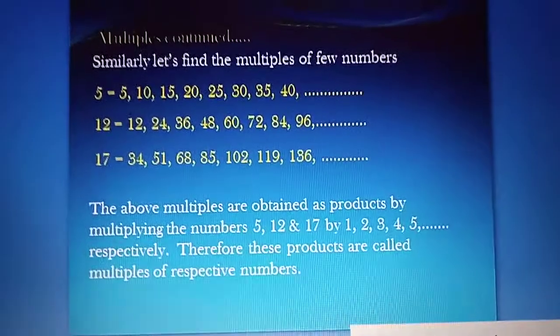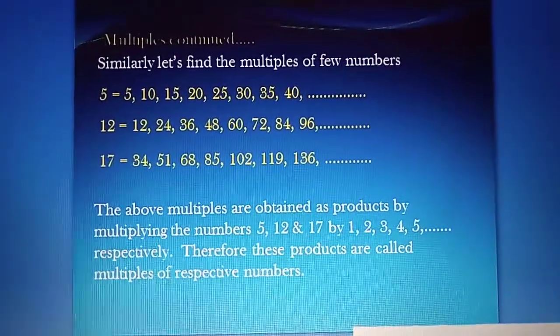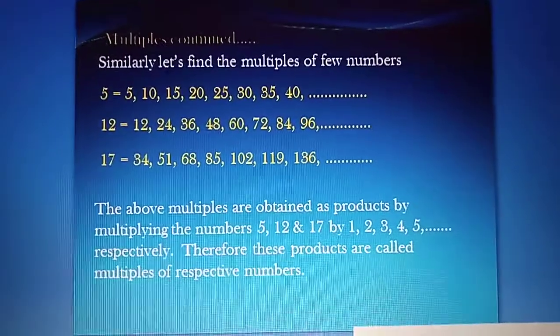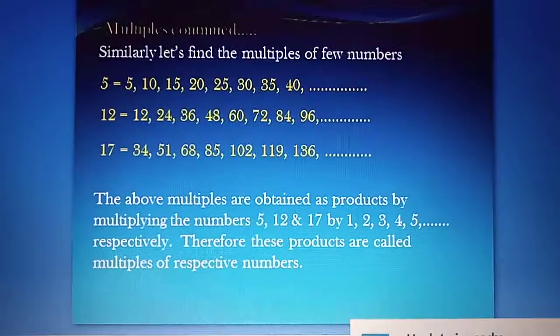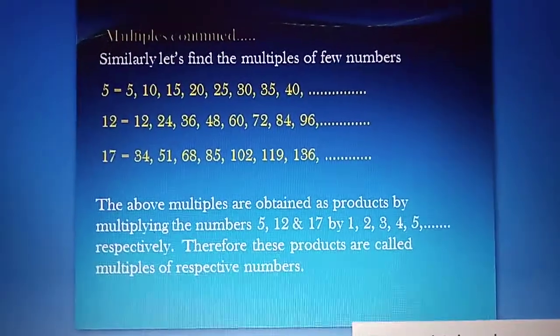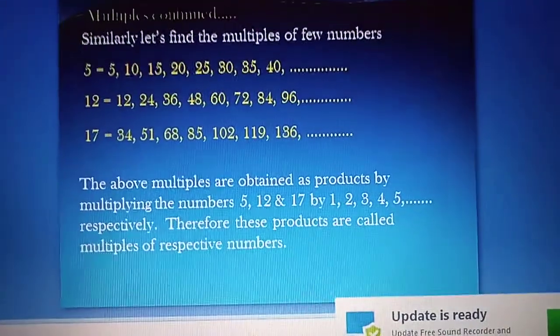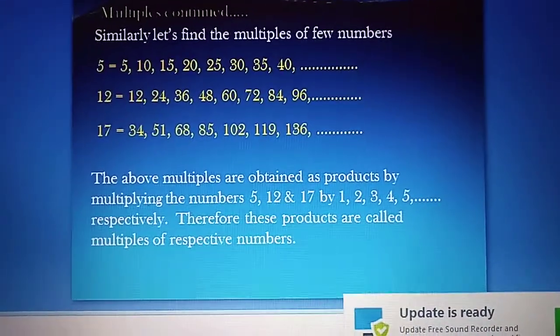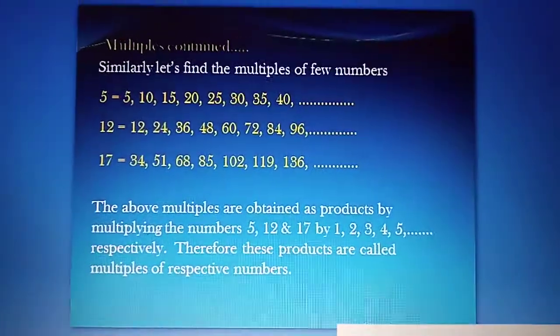So here I get all the multiples of a number by multiplying the given number by 1, 2, 3, 4, 5, 6 and so on. Always we will get the multiples like that. So 5's multiples, 12's multiples and 17's multiples we have understood. Let's move further.